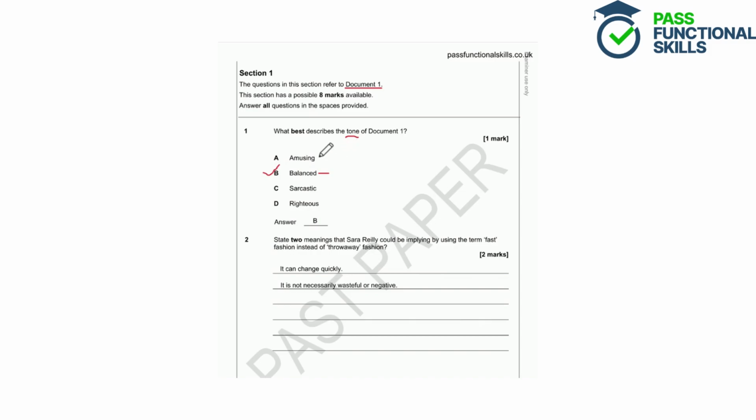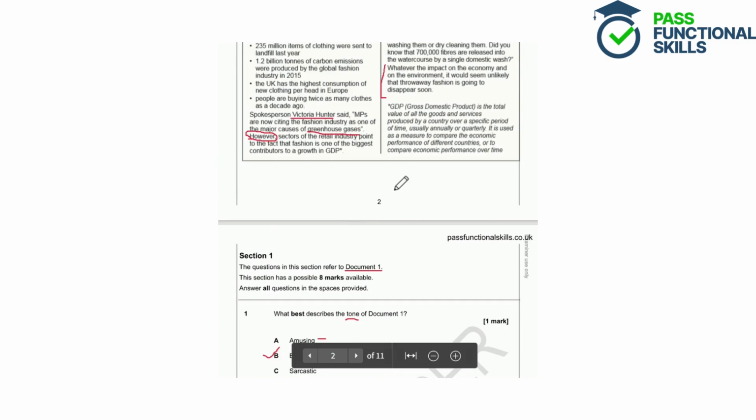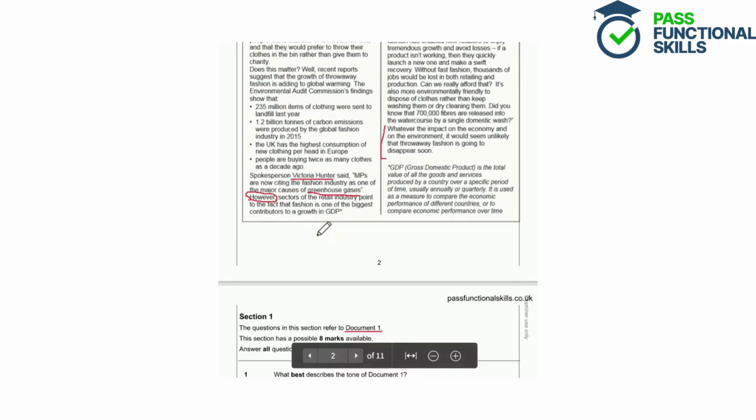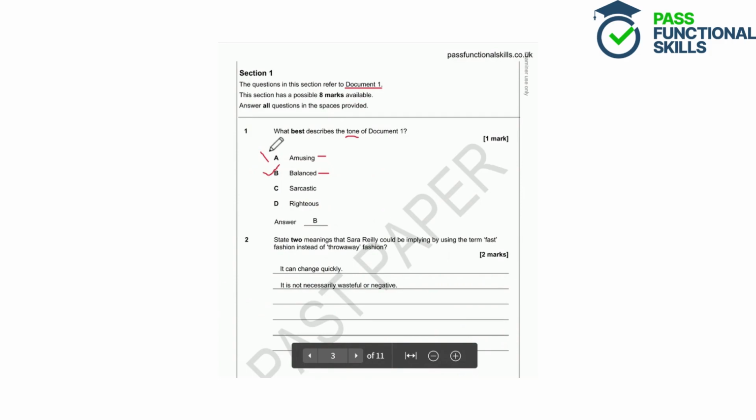So we've got amusing. There's no sense of humour really in this article, it's quite a serious topic. We've got talks of global warming, we've got quite a lot of facts and figures, it's quite an informative tone. There's not really any humour in there. So we can say that's incorrect.